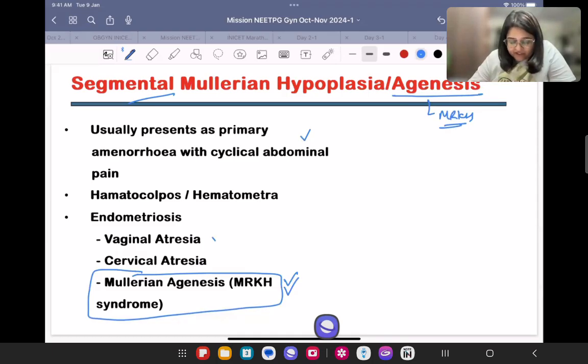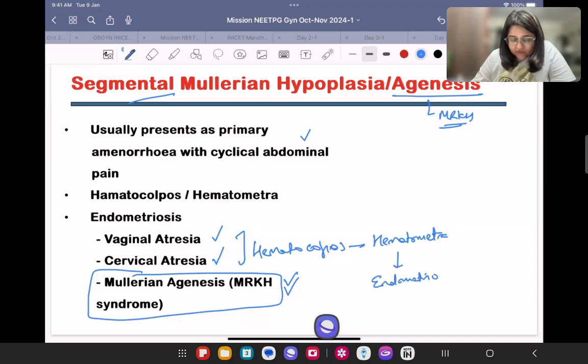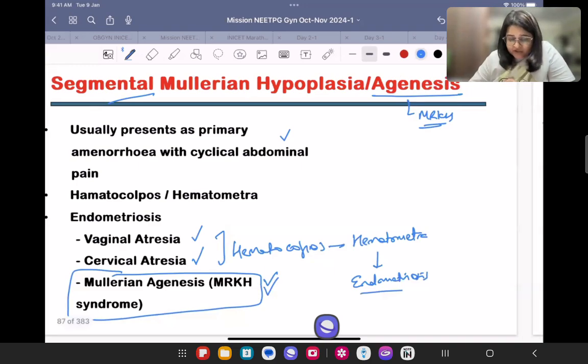But if you have vaginal atresia, cervical atresia, it's going to present as an obstruction. And obstruction is going to present with hematocolpos. That means there's an absent vagina or there's an absent cervix. There's going to be hematocolpos, then hematometra, then there's going to be hematosalpinx, and finally endometriosis. So it basically depends on the level of the obstruction.